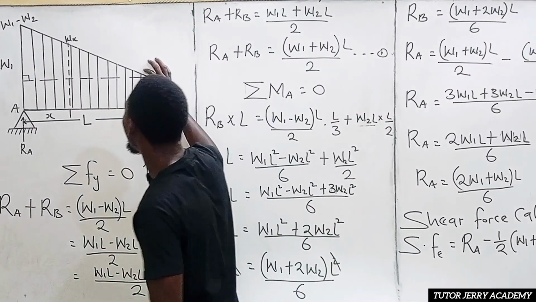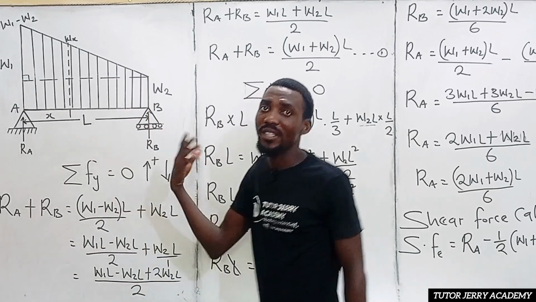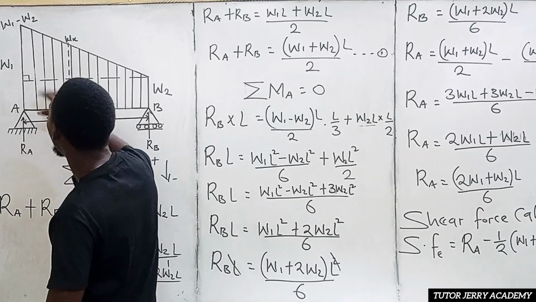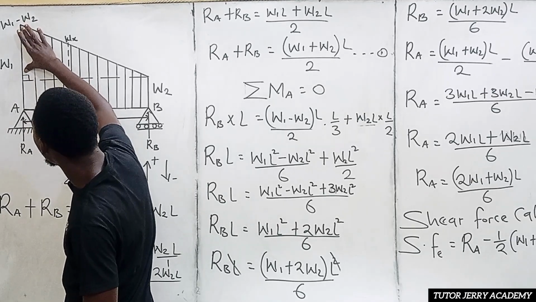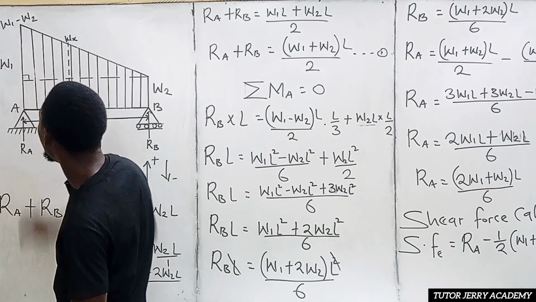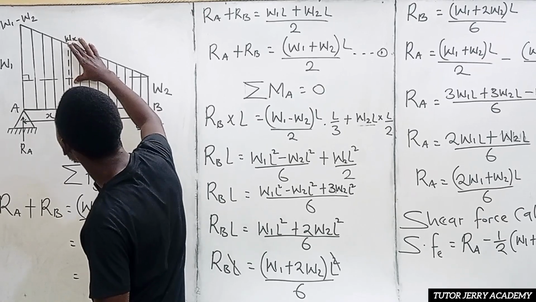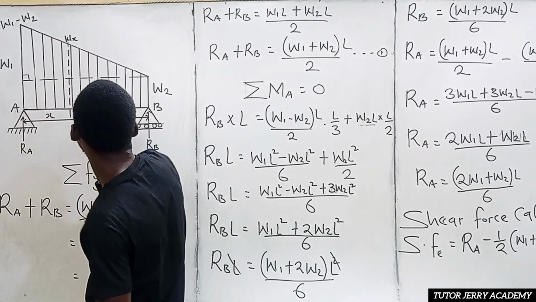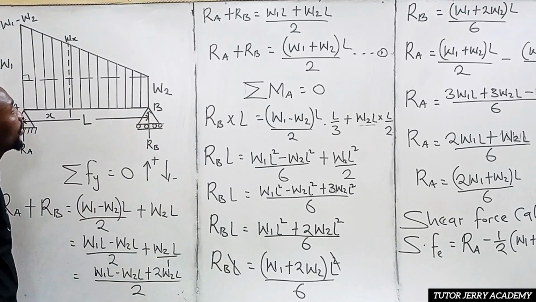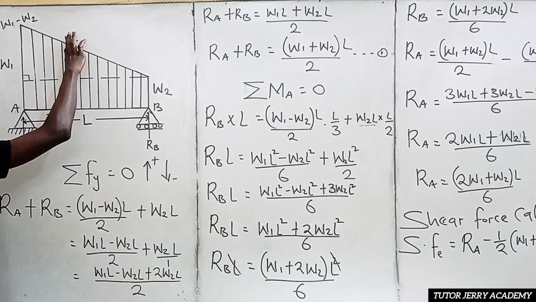So we have these bigger triangles, and then we have this smaller triangle, right? So we are going to be using the similarity theorem of two triangles. Now we know that the height of this bigger triangle is nothing but W1 minus W2, right? And the height of this smaller triangle is going to be WS minus W2. From here to here is W2. So this is the height of this smaller triangle.